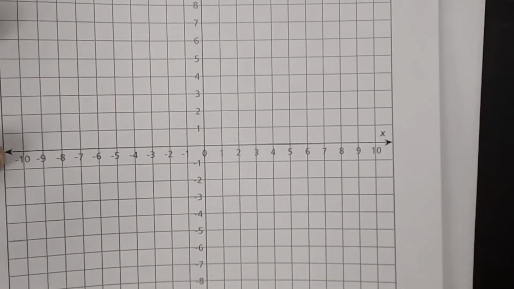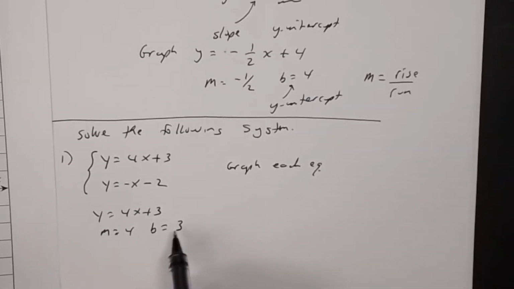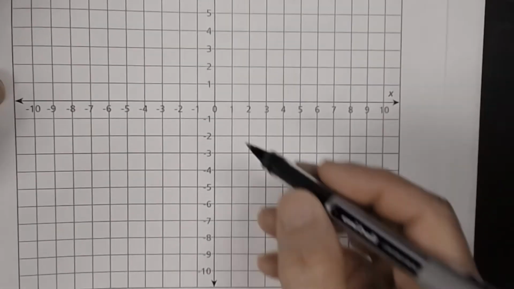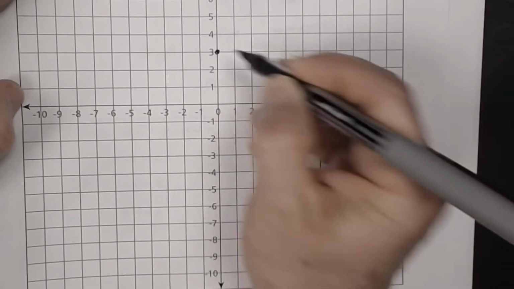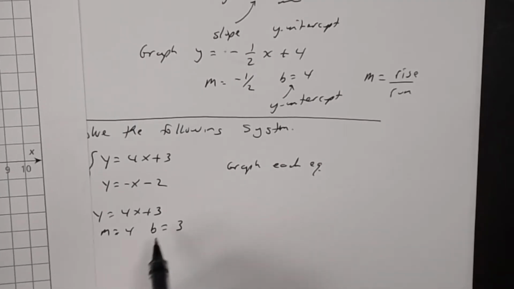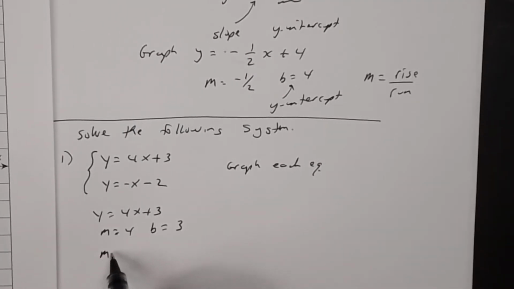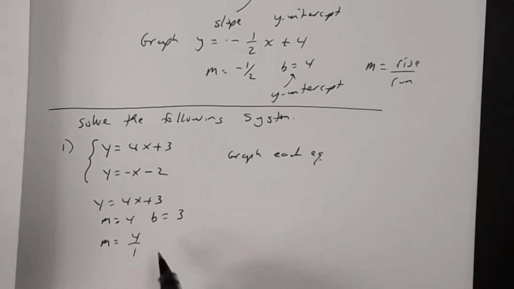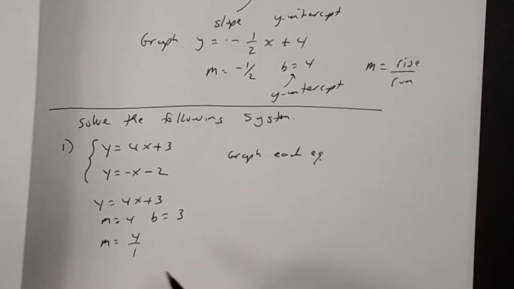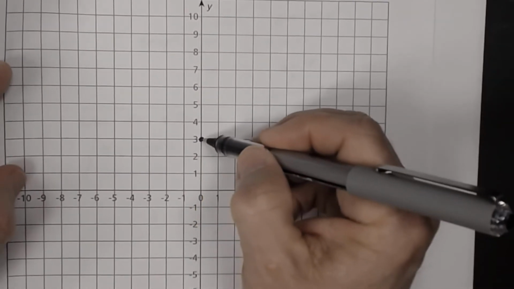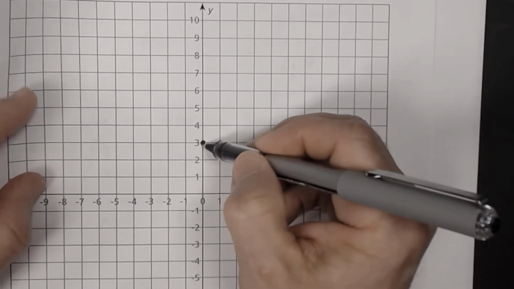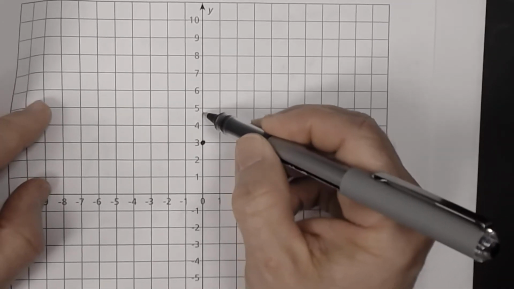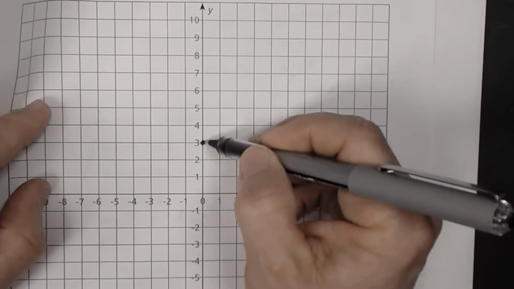All right, so on my graph, on my grid, remember to graph a line, you need 2 points. I already know 1. So my y-intercept is 3 right here, okay? And my slope is 4. Now remember the slope, remember rise over run? Okay, 4 means 4 over 1, right? Okay, so my rise is 4, my run is 1. So since my rise is positive, I'm going to go up 4. 1, 2, 3, 4.